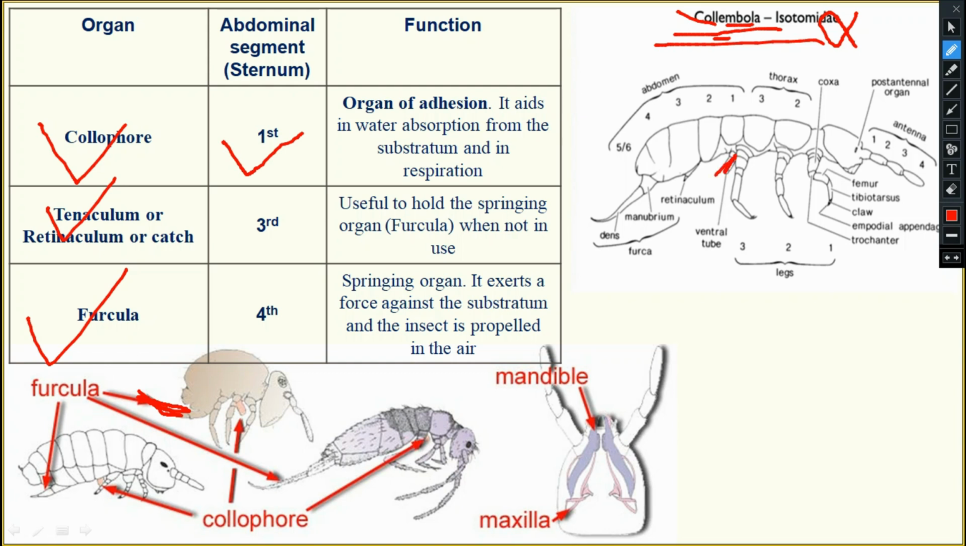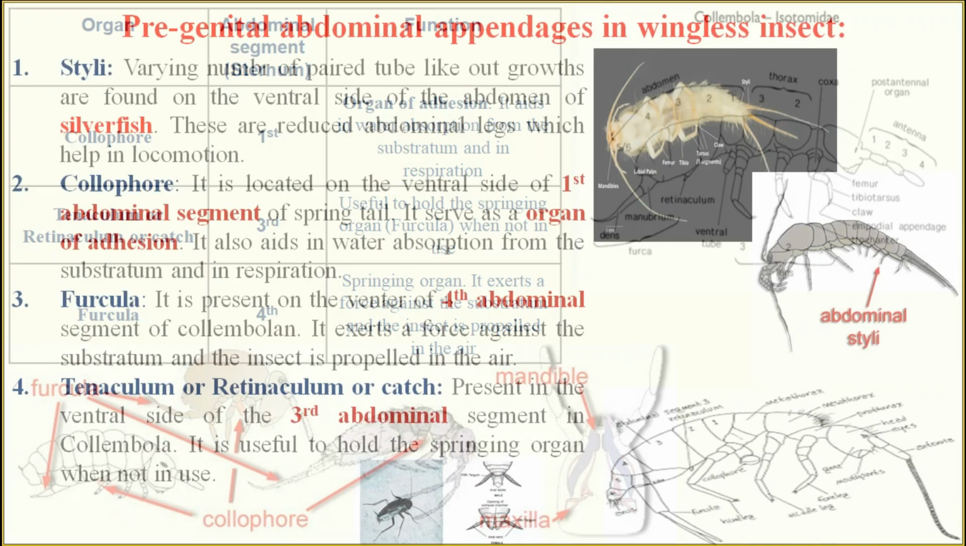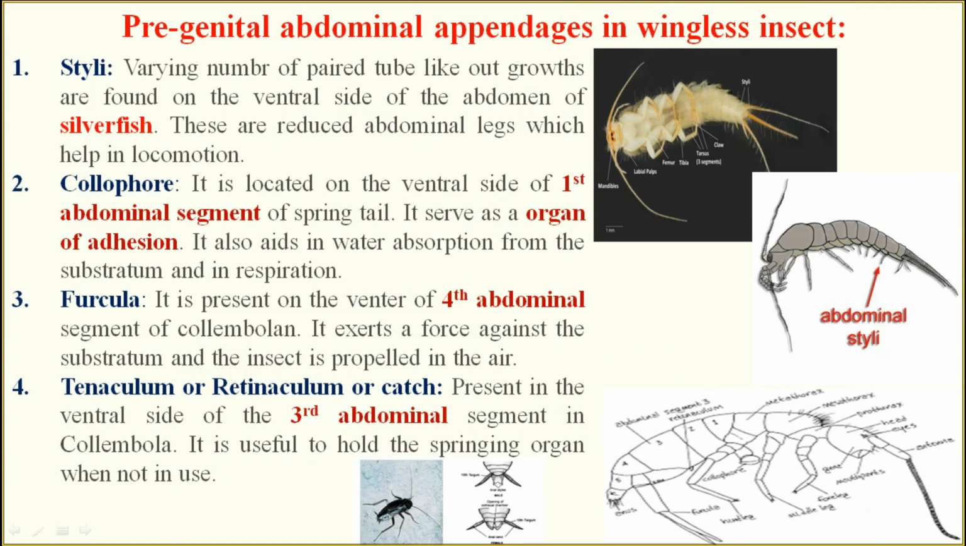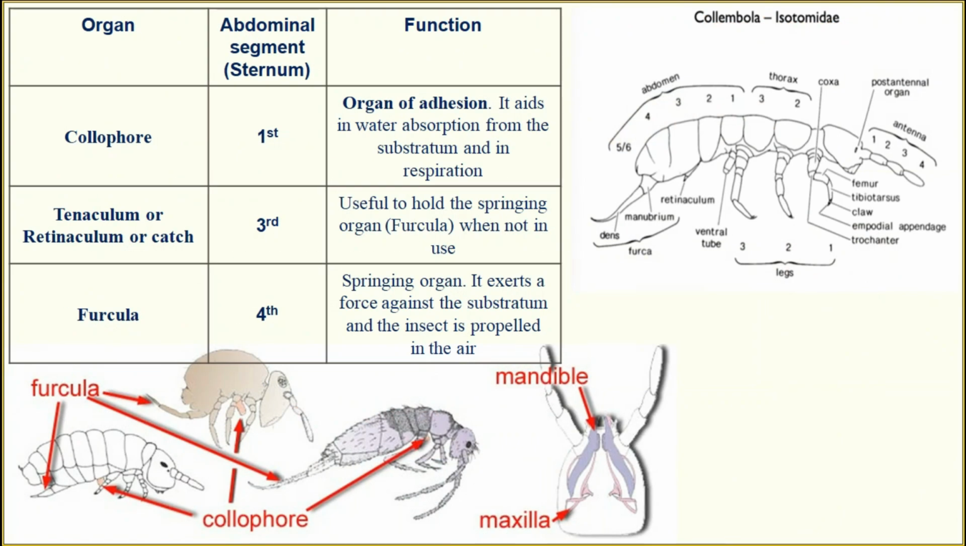This structure, then this structure. This is known as what? Your collophore. Understood? What is the function of the ventral tube? Organ of adhesion that will be helpful in sticking to the surface. Clear? See the description. It is located on the ventral side of the first abdominal segment, that means sternum. It serves as an organ of adhesion. It is also helpful in water absorption from the substratum and in respiration also. Collophore is helpful in these ways, but at minimum remember organ of adhesion.